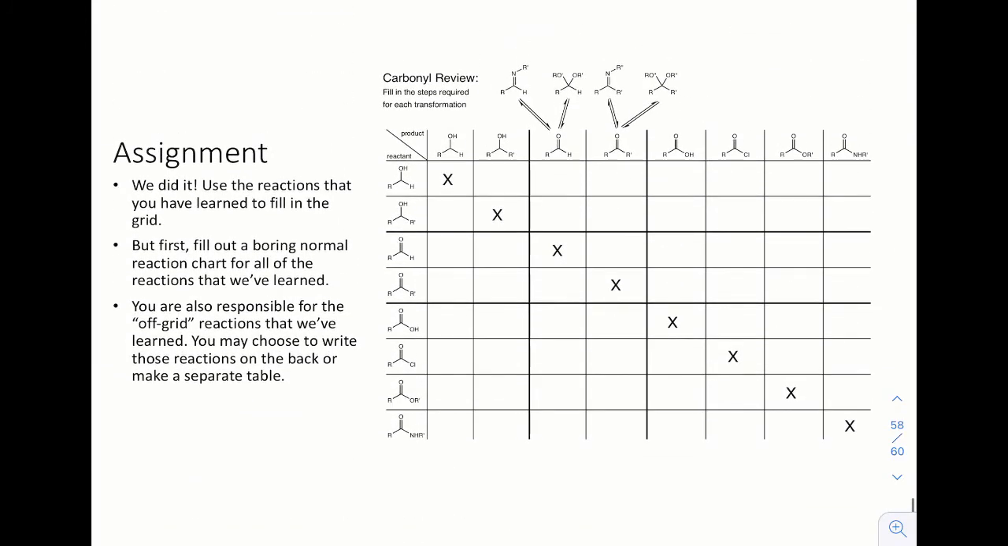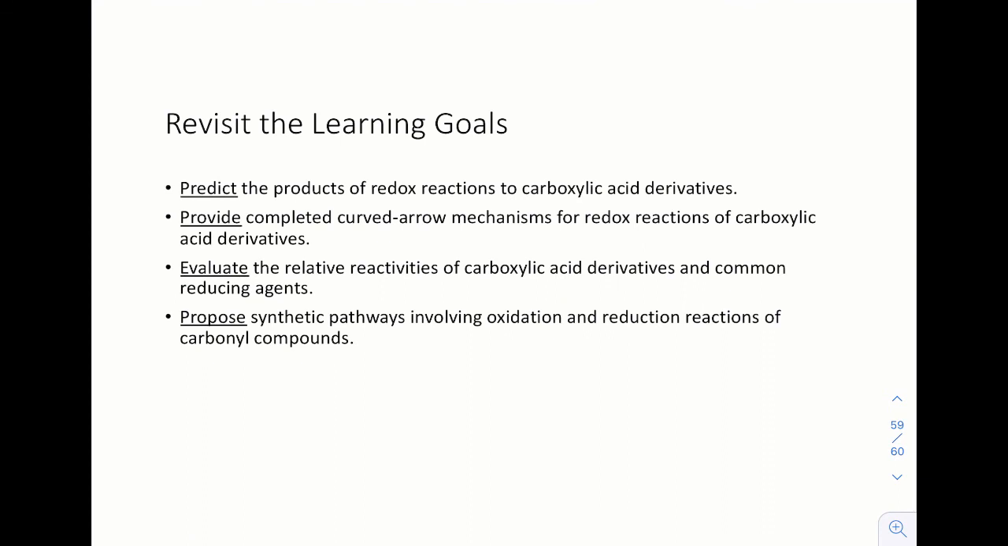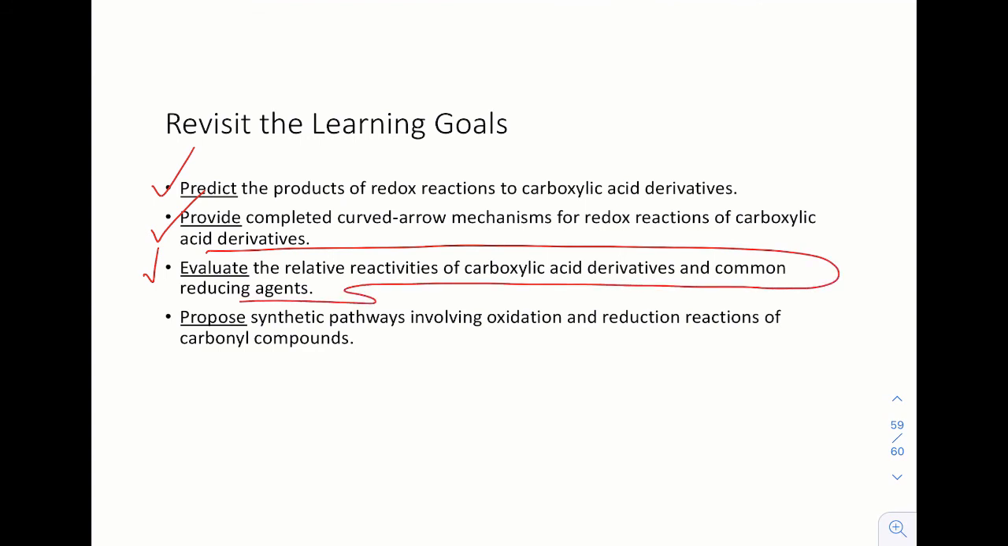You are ready to fill out your entire carbonyl grid. Don't forget about the off-grid reactions. Today we learned about making tertiary alcohols via Grignard additions to acid derivatives. And we learned about reactions to make primary alcohols and reactions of anhydrides. You have learned how to predict the products of redox reactions to carboxylic acid derivatives. You can provide complete curved arrow mechanisms for those reactions. Evaluate the relative reactivities of carboxylic acid derivatives in common reducing reagents.